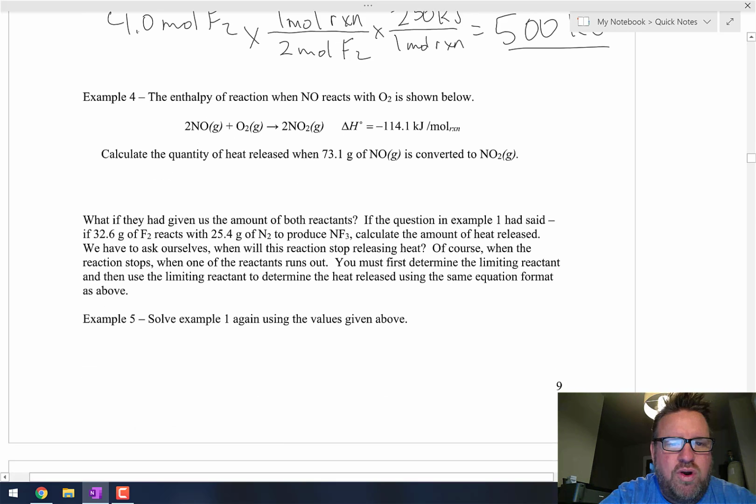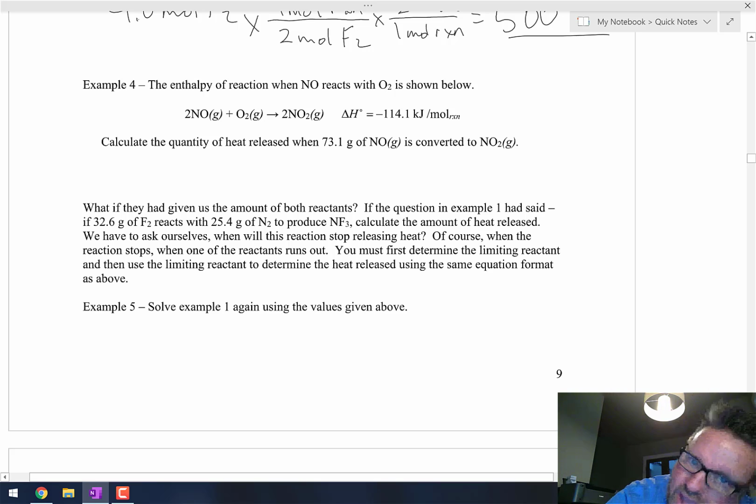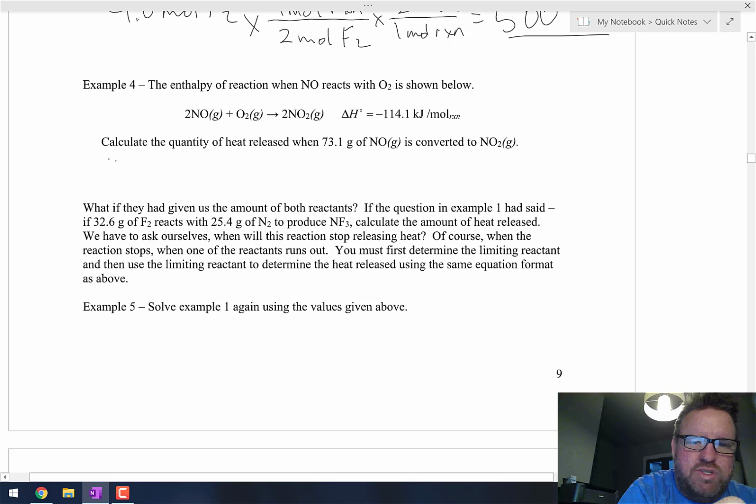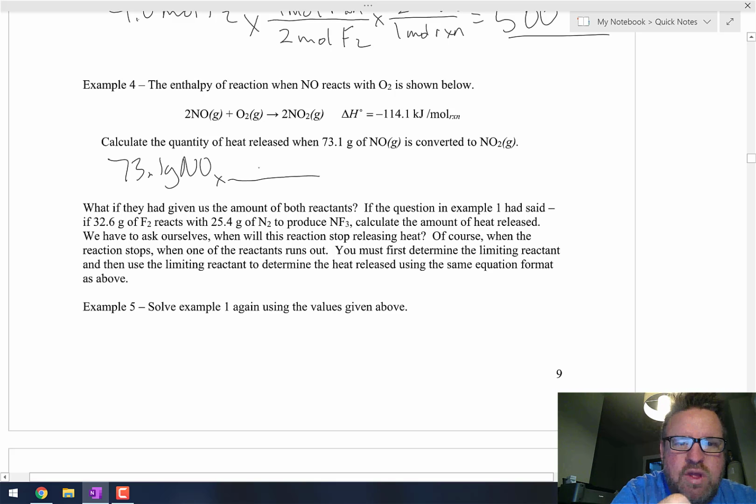Example 4 says the enthalpy of reaction when NO reacts with O2 is shown below. Calculate the quantity of heat released when 73 grams of NO is converted to NO2. So here's when we're starting with grams. So we've got 73.1 grams of NO. And now we've got to convert our grams to moles first of all. So nitrogen's 14, oxygen is 16 in terms of molar masses. So that's 30. So there's 30 grams in 1 mole of NO.